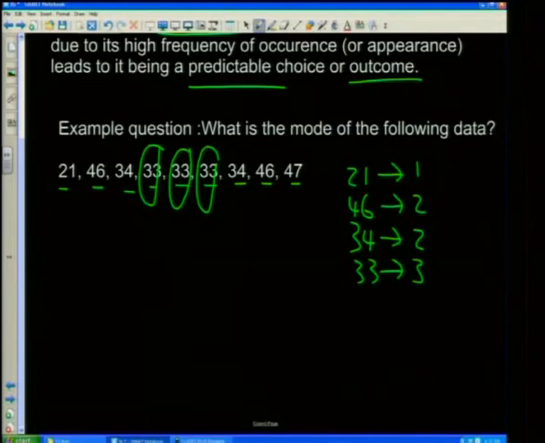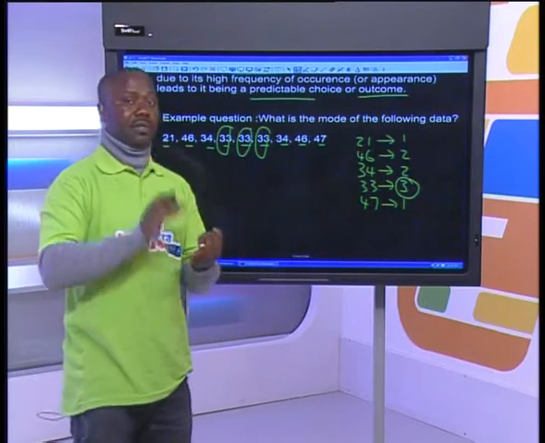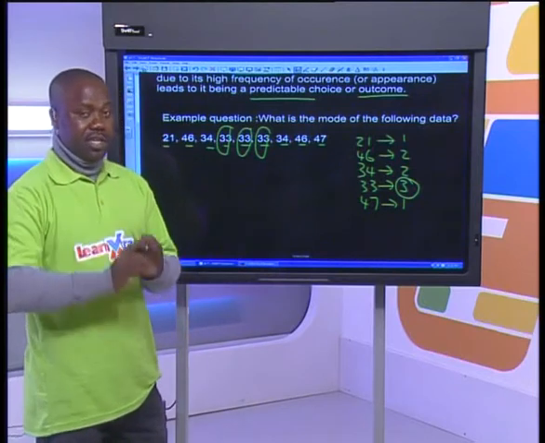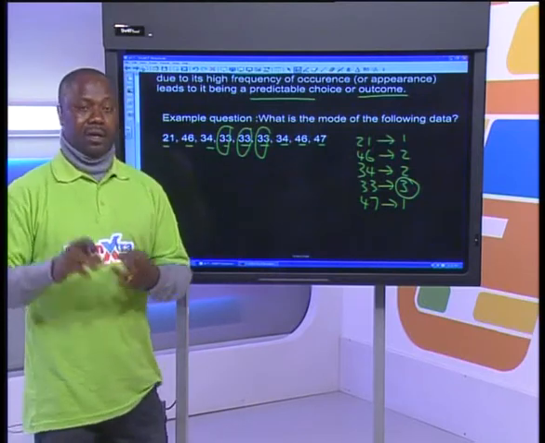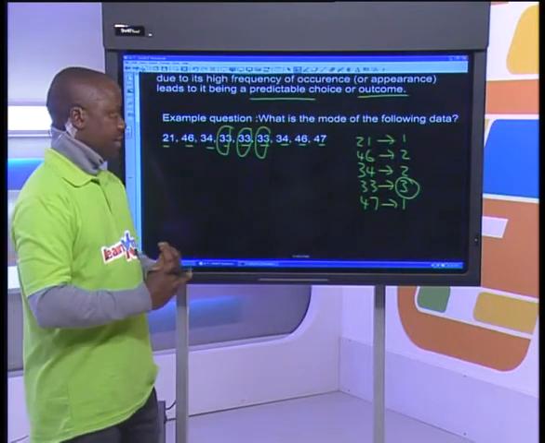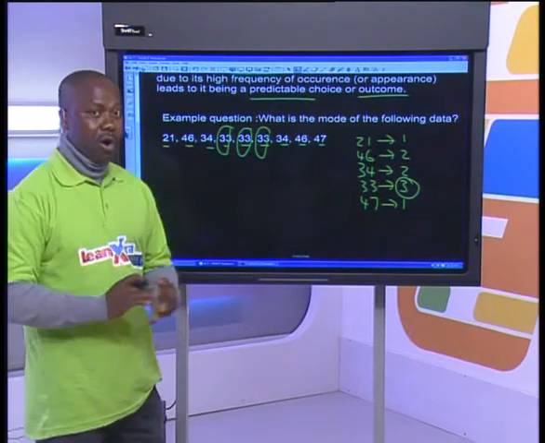So we have got 46 done. 47 appears once. So there is what we mean by a mode. That's just one simple example to illustrate that point. That was another measure of central tendency. Remember, we talked about the mean of data, the median of data, and the quartiles. And we are now talking about the mode.